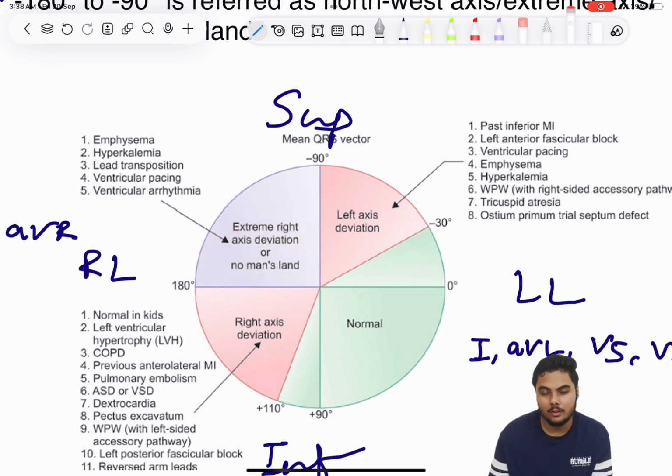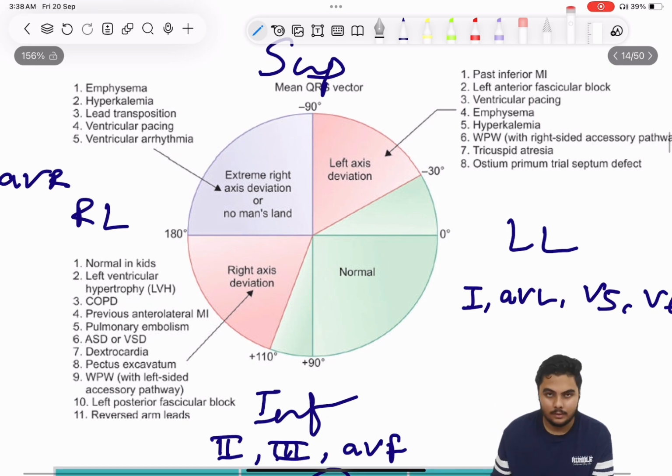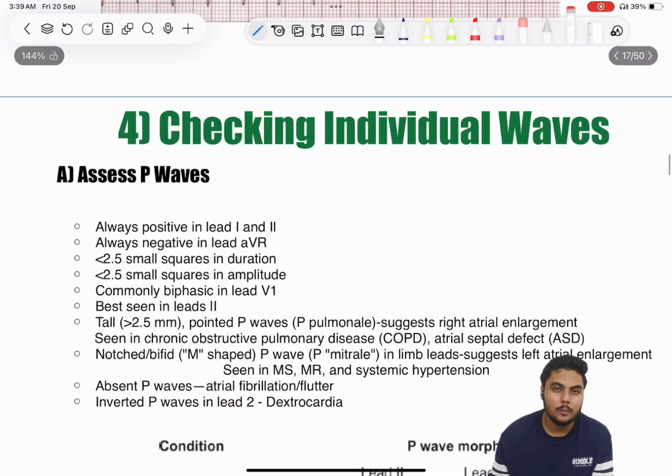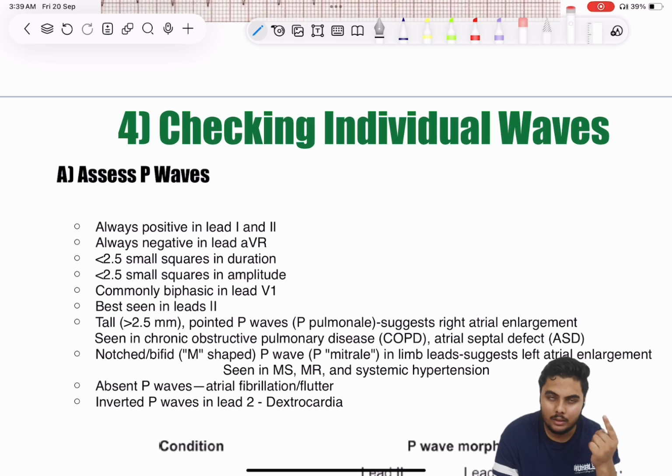It is, what we can say, the rarest type of axis, right? So I told you the 4 axes that are there: normal, left axis deviation, right axis deviation, and northwest axis or extreme right axis, right? Now we know how to calculate the heart rate in an ECG, how to check for regularity in an ECG, and how to calculate the axis of an ECG. The next step is to check the individual waves of an ECG, right?